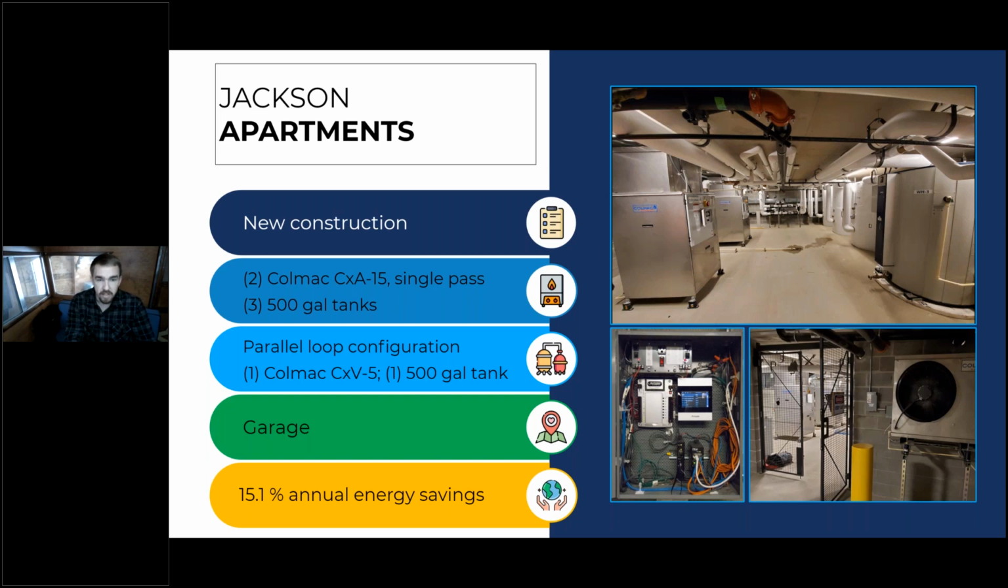So a little bit more nitty gritty into the mechanics of this plumbing system here. This is a new construction building, so we were able to work with the architect a little bit and provide enough mechanical room space for the most ideal heat pump water heating setup, which is always really nice in a new construction building. And we have 2 Colmac CXA15 water heaters in this mechanical room, and they're paired with 3 500-gallon tanks. So this will handle the full capacity of, this is the west building specifically, so this will handle the full water heating load.